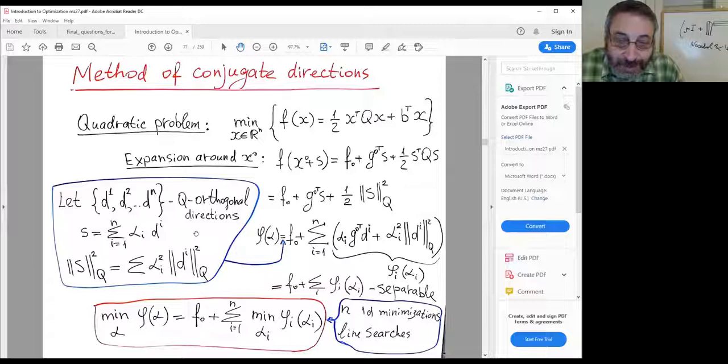Michael, should we know how to write all of the formulas, or should we explain in words what you just did? I hope that this slide is not very technical. I wanted to ask you to be able to write down this slide yourself. It's not very difficult. We take a quadratic function and we say that we have a set of Q-orthogonal directions. First of all, it's always healthy to express the quadratic function like a Taylor expansion around the current point x naught.